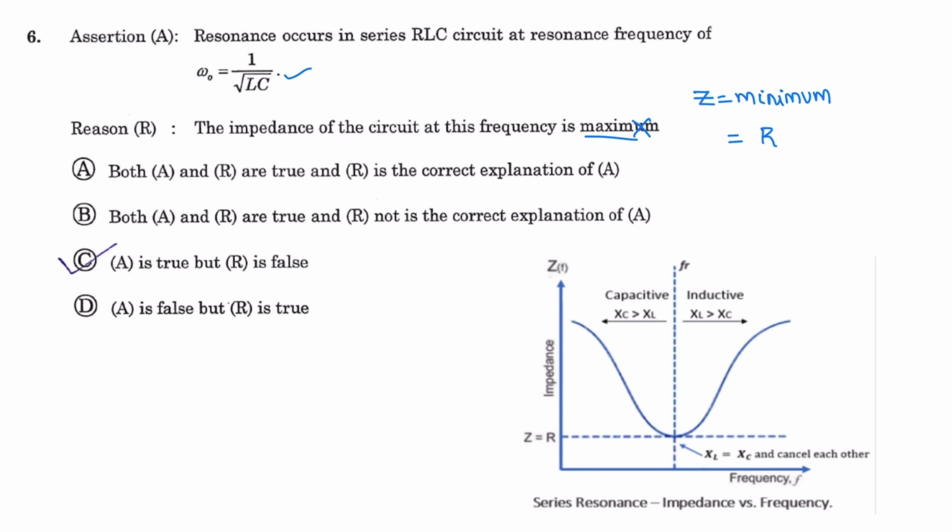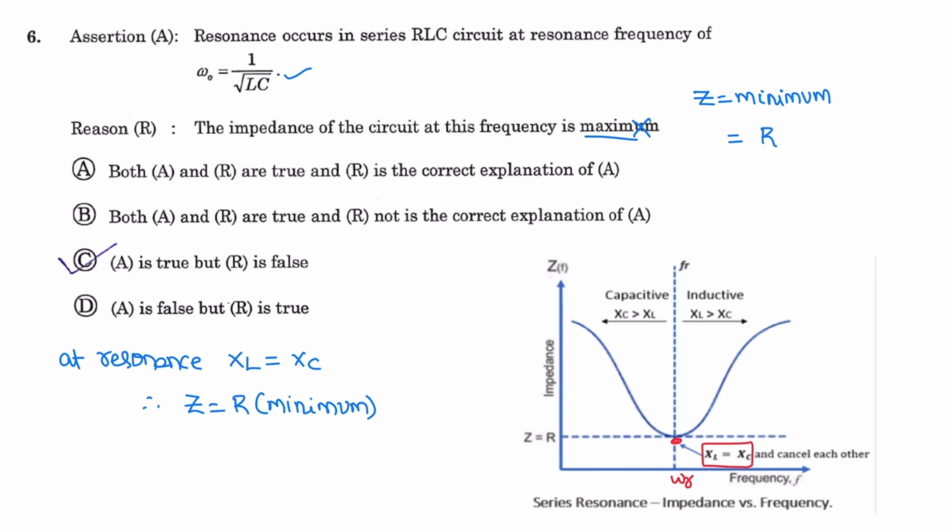because at resonance, XL, the inductive reactance, is equal to the capacitive reactance. Therefore, impedance Z is equal to resistance, which is the least value. From the graph also we can say this is the resonant frequency. At resonant frequency, XL is equal to XC. Both reactances cancel each other. Therefore, the impedance value is minimum.